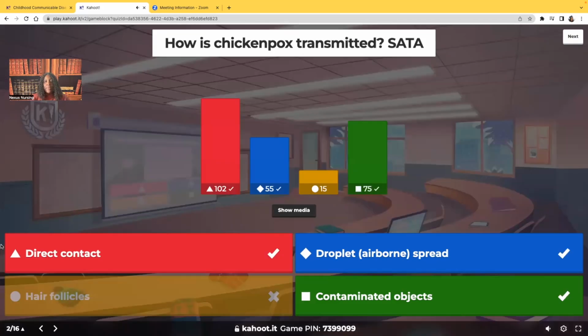Okay, so let's talk about this. This is select all that apply. Direct contact, yep. So the patient has chickenpox and you touch them, you touch the lesions, you can get it. Droplet airborne spread, that's usually what NCLEX wants to know that you know about. Absolutely, those particles could stay suspended in the air. That person coughs, they sneeze on you, those droplets come into your body, you can get it. And contaminated objects, where they'll touch something or that lesion and then you touch it, but not hair follicles. So everything except for hair follicles, that's how it can be transmitted.